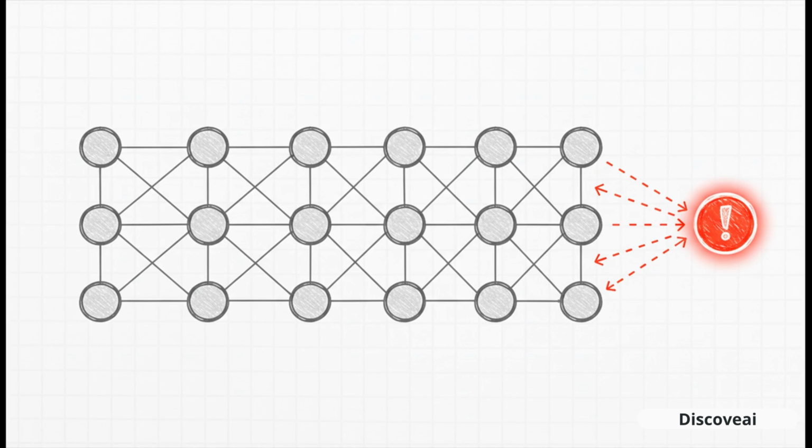So it turns to the layer right before it and says, hey, you contributed this much to my screw up. Then that layer turns around and tells the layer before it how much it contributed, and so on, all the way back to the very beginning. It's a chain of accountability that allows the entire massive network to learn together.